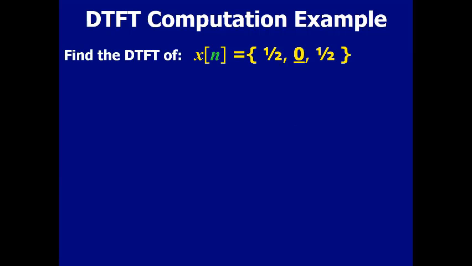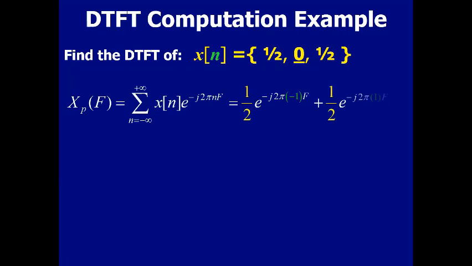Our second example is going to be a little contrived, but it's going to give us a rather curious result. So bear with me on this one. Our time signal here is not a causal signal. It's a non-causal signal. It has 1/2 at n equals -1, 0 at n equals 0, and plus 1/2 at n equals 1. And we want to plug that signal into our discrete time Fourier transform formula.